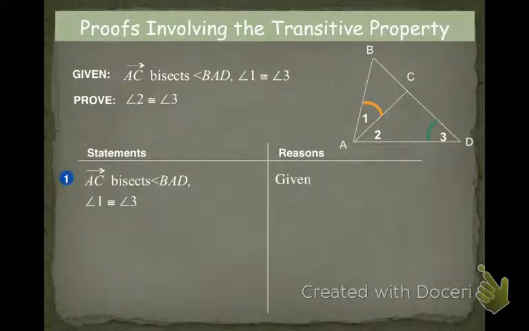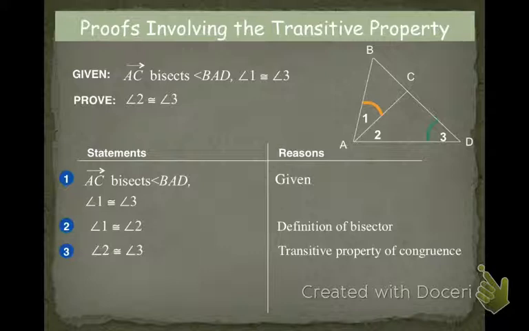Okay, one last example involving the transitive property, but now with an angle bisector. You see that ray AC bisects angle BAD. That's given. Based on angle bisecting, that tells us that the two angles that are formed by the bisector are obviously congruent by the definition. That's the definition of the bisector. Angle 1 is congruent to angle 2.